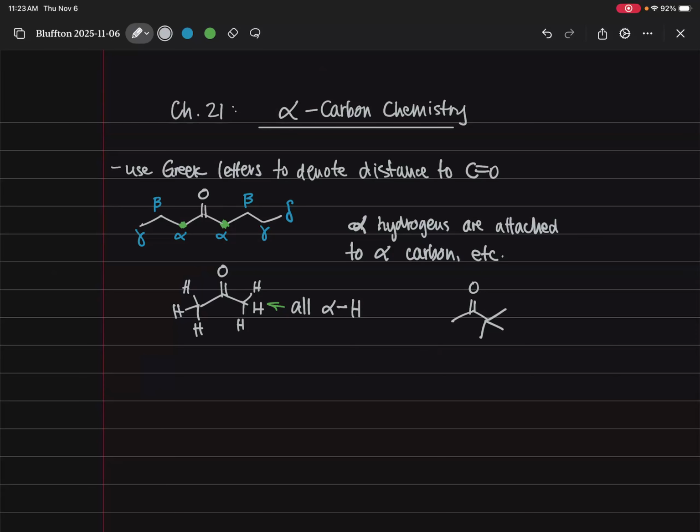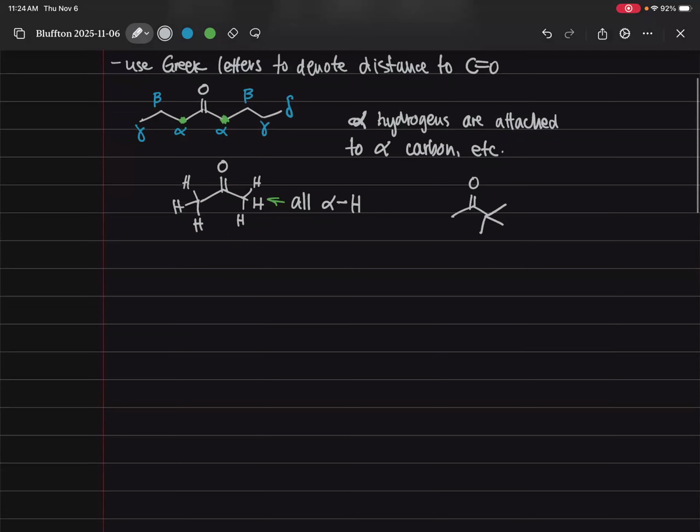Okay. We have two very closely related functional groups that are going to be the basis for this chapter. And those are enols and enolates.